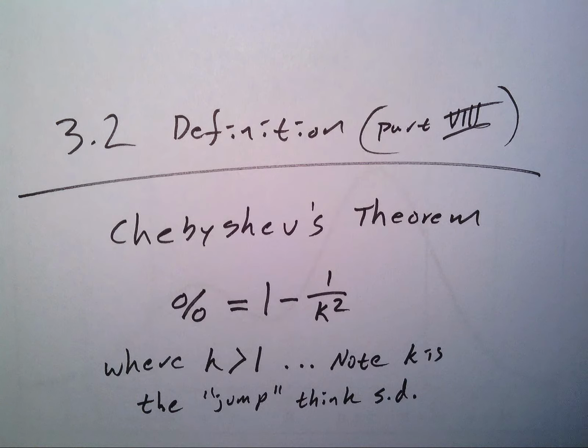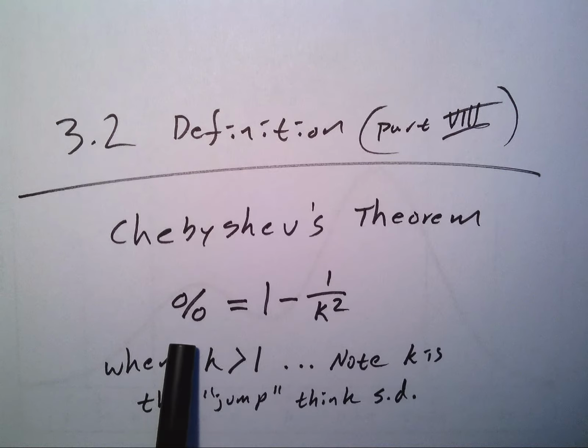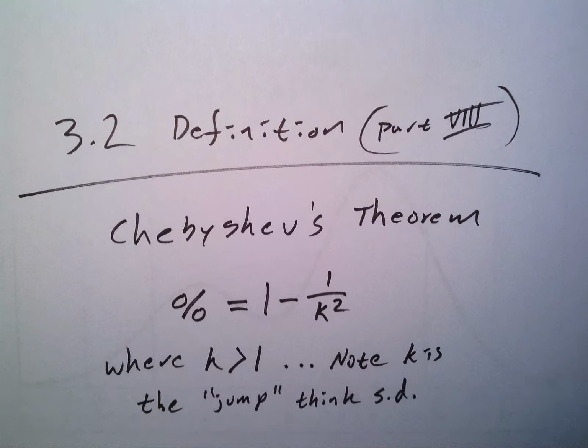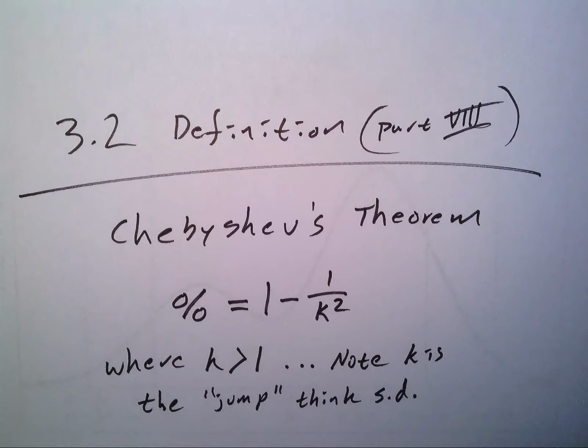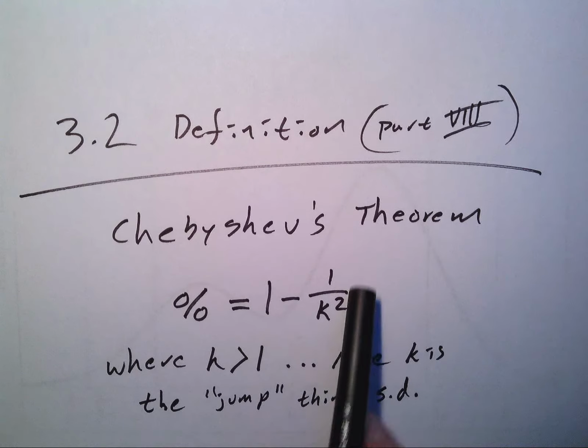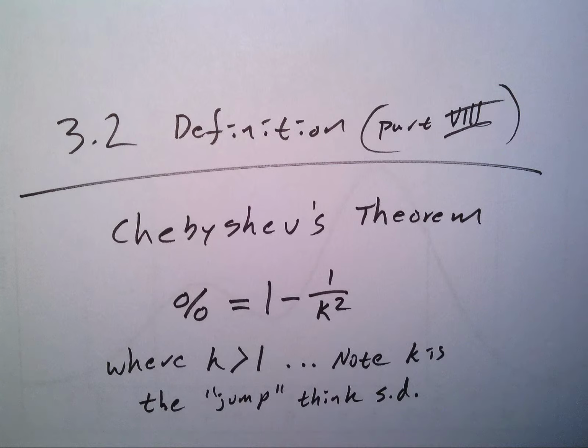Alright, 3.2 definition part 8. Chebychev's theorem. I'm not going to read out the theorem, you can read it in the book, but in essence what it says is the percent or the proportion of your population that can be found within k jumps is equal to 1 minus 1 over k squared. K needs to be bigger than 1, but your k can also be a fraction. Right, so it could be 1.5 jumps, 1 3/4 jumps, etc.